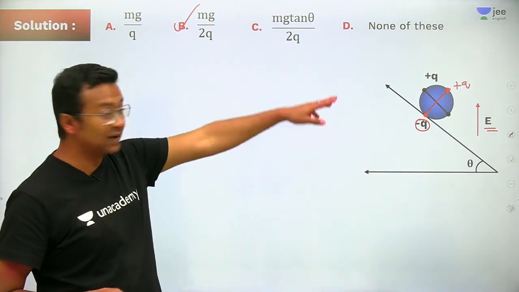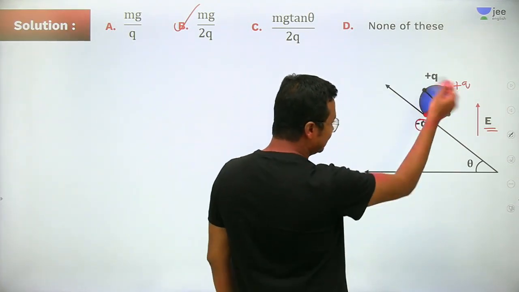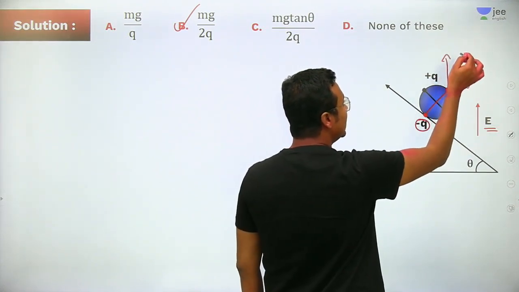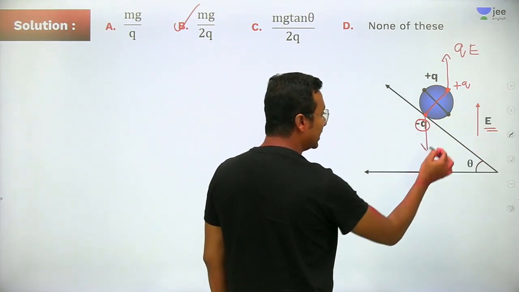Let's look at this problem now. What are the forces acting on this system? See, the electric field is in the upward direction, so the force on this will be in the upward direction, QE. The force on this will be in the downward direction, QE.